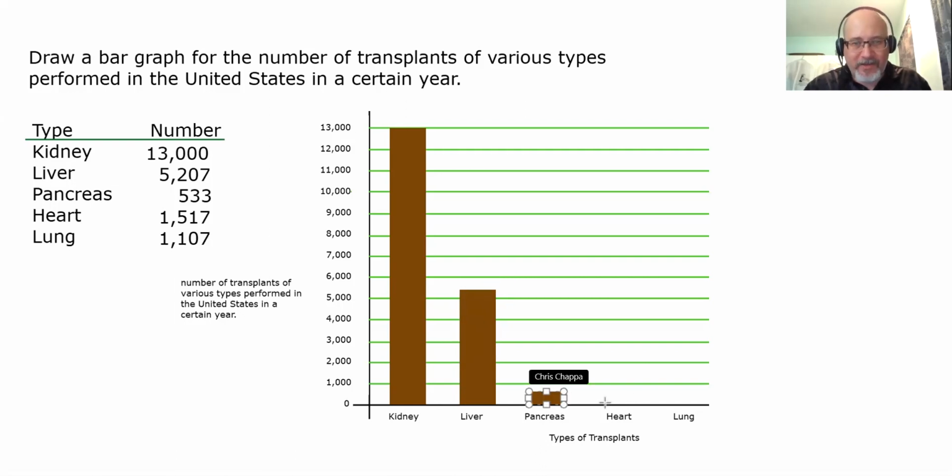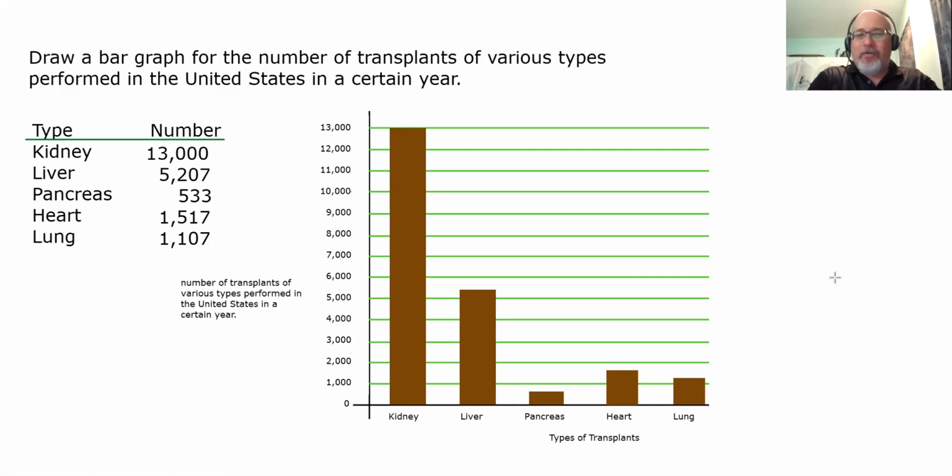Heart is up to 1,517. So that's about halfway between 1,000 and 2,000. And lungs are just a little bit over 1,000. So maybe something like that. And that's all a bar graph is. I mean, ideally, it's not really that hard to figure out. It's just the mechanics of drawing one and making sure that your bar graph is labeled appropriately so that when anybody looks at it, they'll know exactly what information is being conveyed.